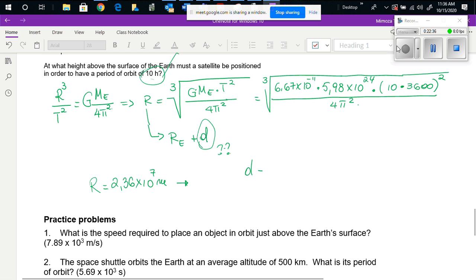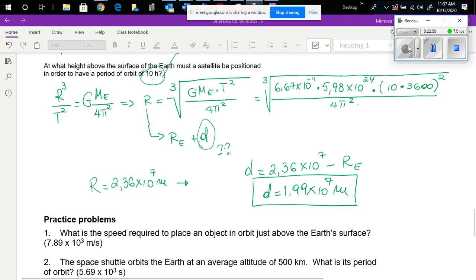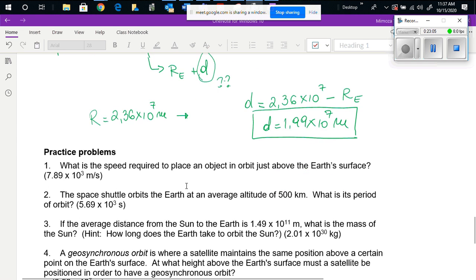So then when we find the distance, the height from the surface of the Earth to the satellite, we will subtract the radius of the Earth from 2.36 times 10 to the power of 7. And then from here, we find that the distance will be 1.99 times 10 to the power of 7.